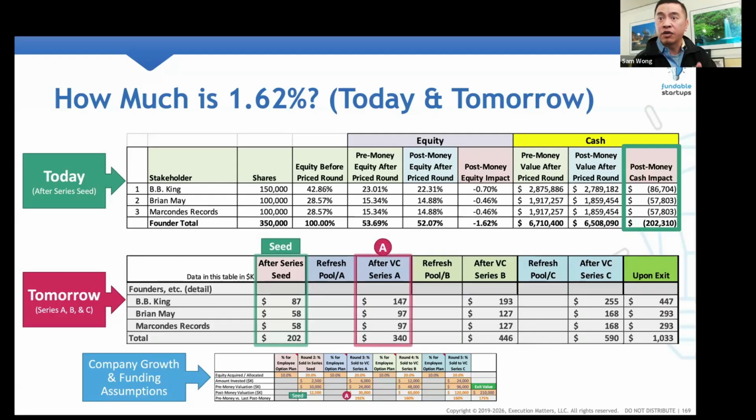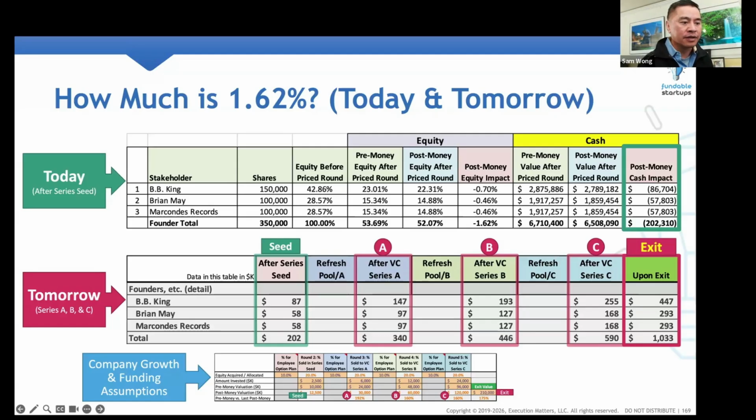In the Series A, it grows to 340,000. Series B, in this scenario, these funding models, it grows to 446,000. And then if you have a Series C, then 590,000. You're now up to about $600,000 in extra dilution. Once that company gets acquired, let's assume it's a $200 million, $210 million acquisition, that 1.62% has now grown to a little over $1 million in extra dilution. So 1.62% adds up.